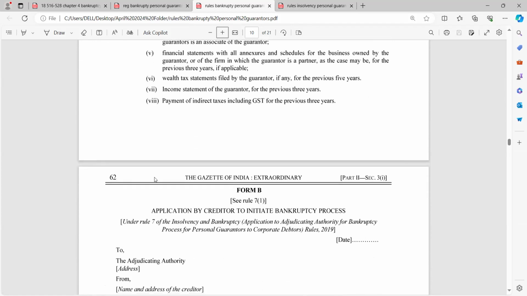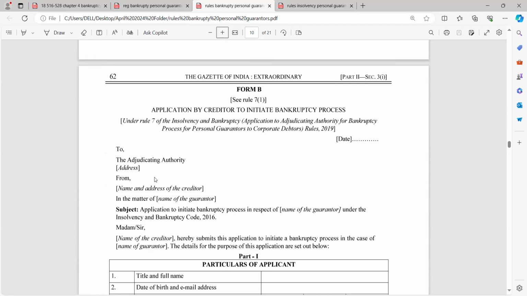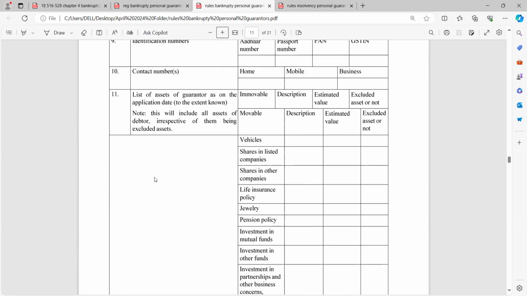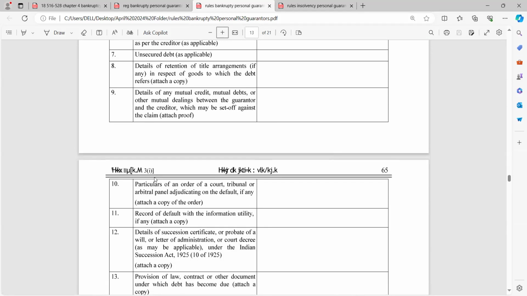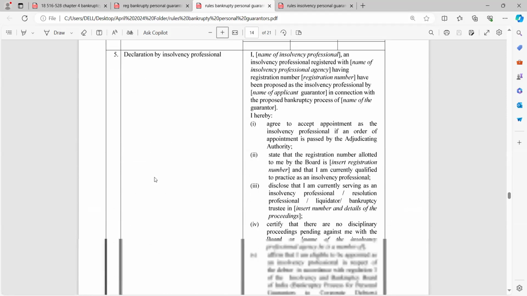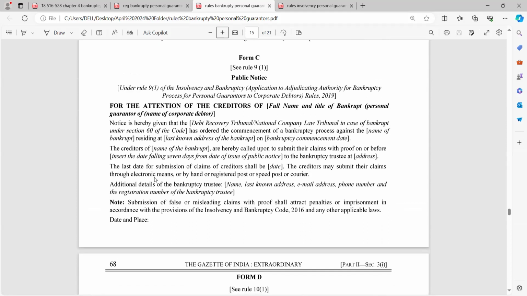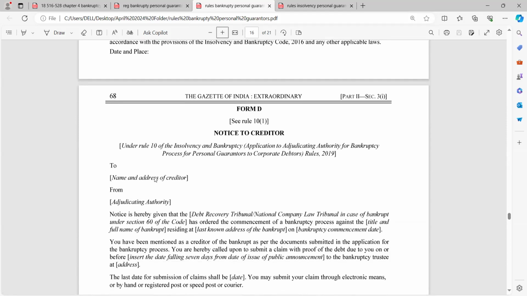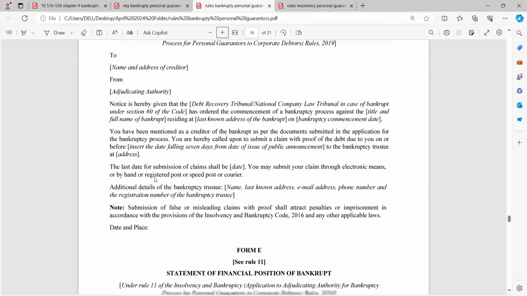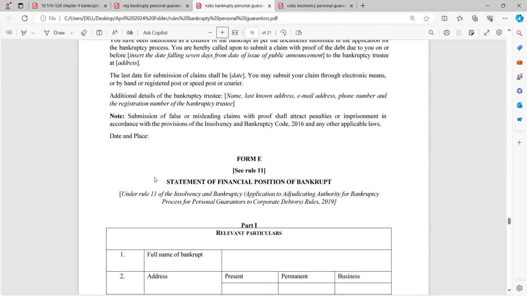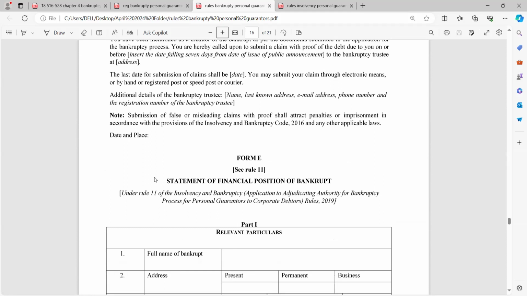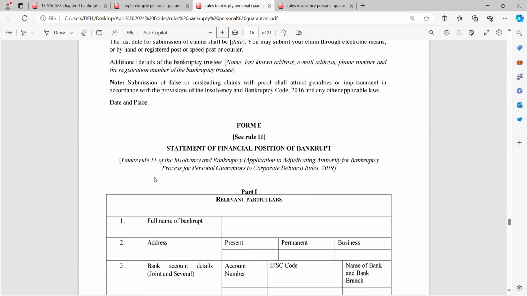Form B is application by creditor to initiate bankruptcy process. Probably Form E might be, sir. Form C is public notice under Rule 11. Just a minute. Form D is notice to creditor. Yeah, actually, Form E is statement of financial position of bankrupt. Maybe he is referring to Rule 11 actually. But here he is saying statement of affairs. That is under section 129.